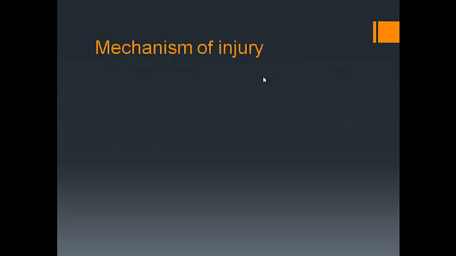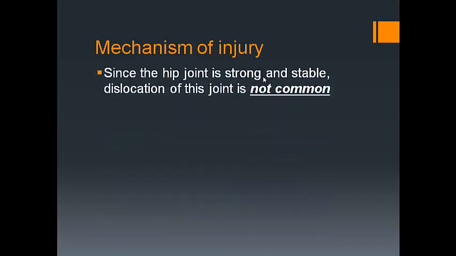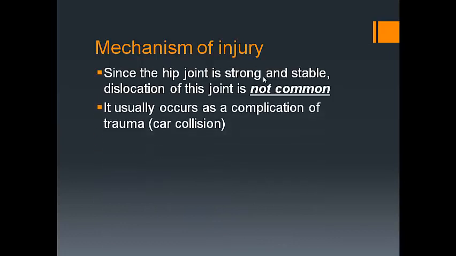Okay, so that brings us to the mechanism of injury of the hip joint. And like I said, because the hip joint is strong and stable, dislocation of this joint is not common, so it doesn't happen a lot. And usually, if it does happen, it happens as a result of a very big trauma, like a car collision. It usually occurs as a complication of a very big trauma.